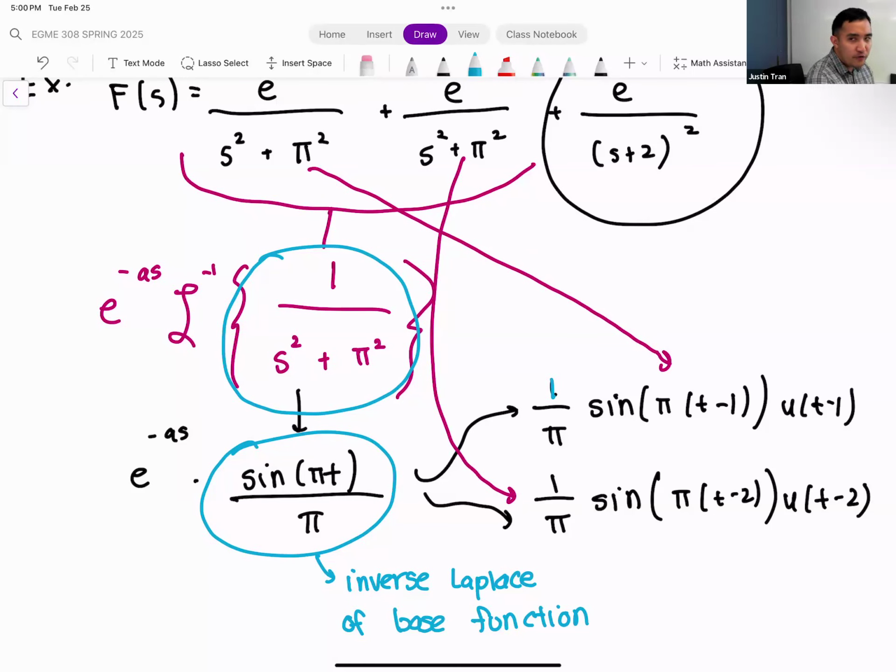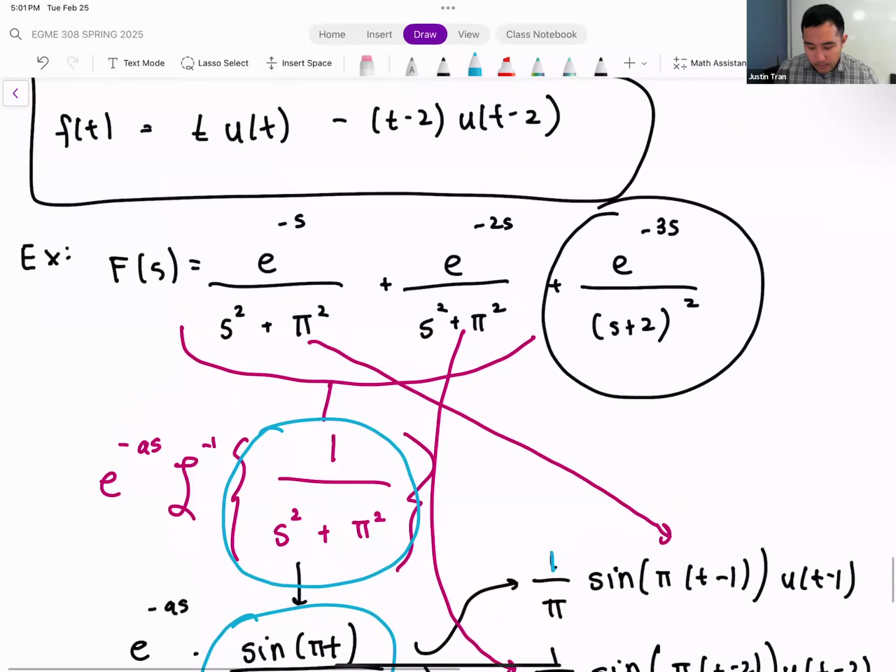And then the second term has a shift of 2. And so I have the exact same function, except I've shifted everything by 2. So every t is replaced with t minus 2. And then we multiply by the step function u of t minus 2. Cool, great. Okay, so then let's take that last term there.